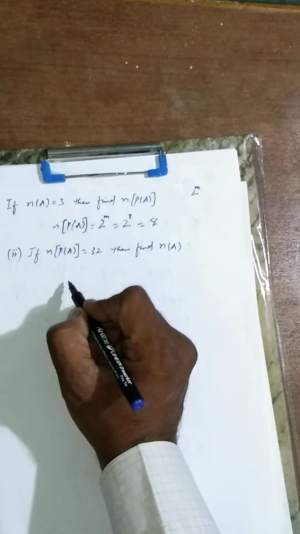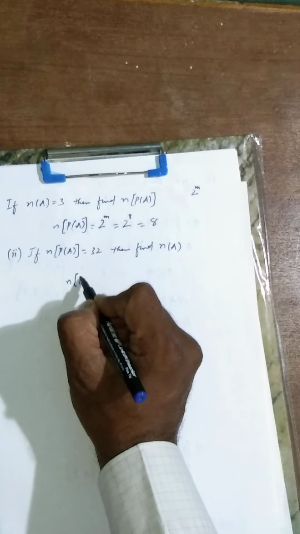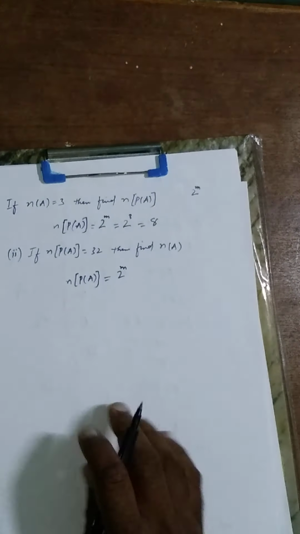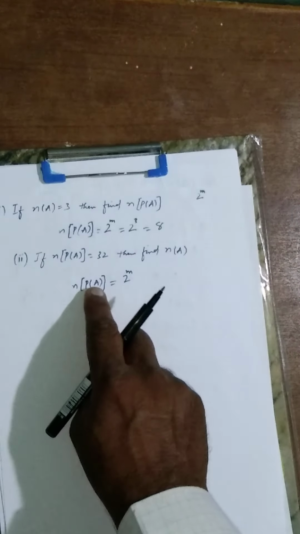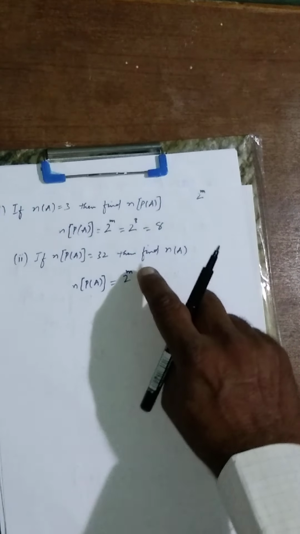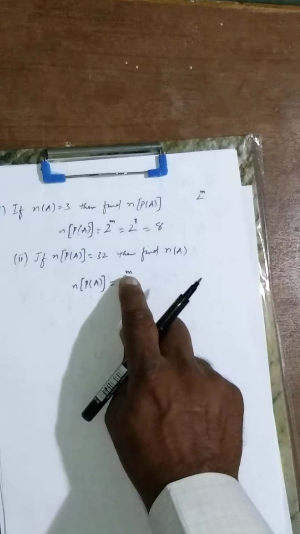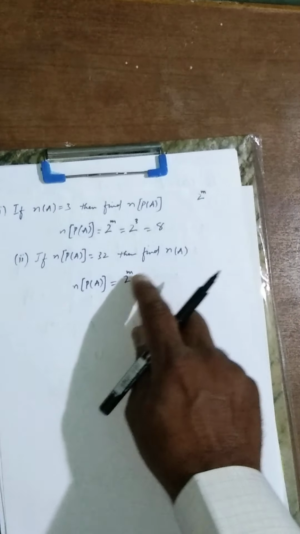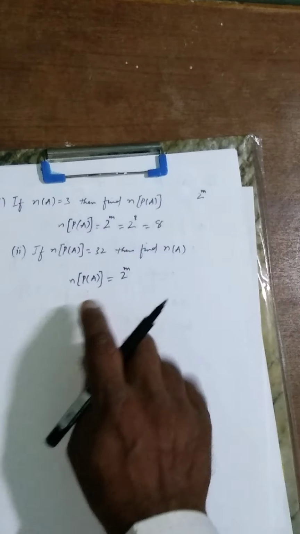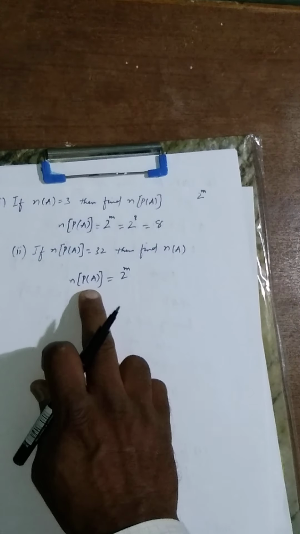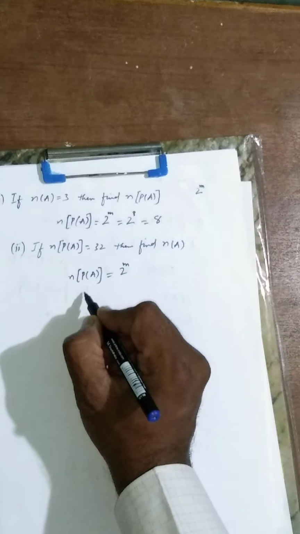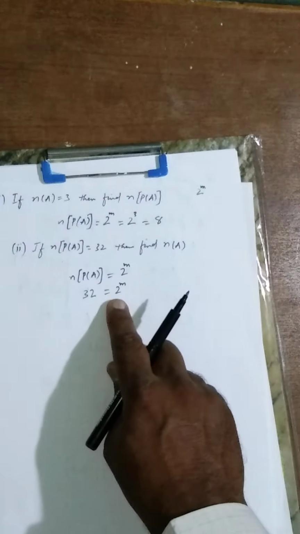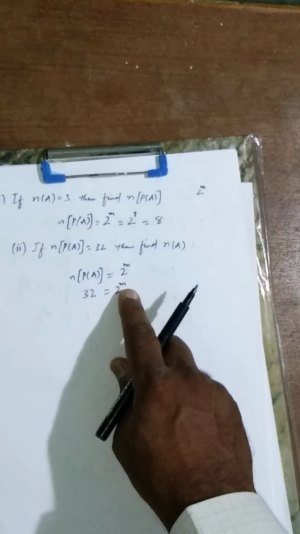So we all know that the number of elements in the power set of a set is 2 to the power of m, and this value is given in the question. We have to find the number of elements in A, that is m, right? Finding m will be the same as finding the number of elements in A. Now, can I replace this by 32? Yes, this is given in the question. So replace this: 32 is equal to 2 to the power of m. Now m is unknown, we have to find m.